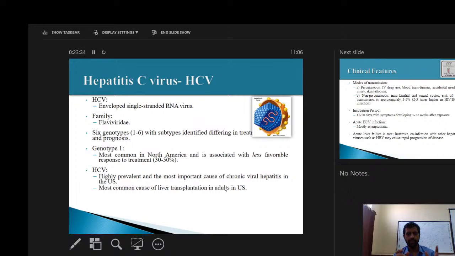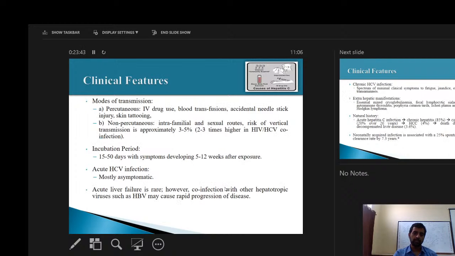Why do you need to know the different genotypes? Because each genotype has a different treatment and a different response to treatment also. So in India, genotype 3 is common. Mode of transmission is mostly through blood transfusions and IV drug abuse. So how did HCV become so prevalent? Before the 1980s, there was no universal screening of blood donors. They were not aware of HCV at that point of time, and everybody was getting HCV transmission.